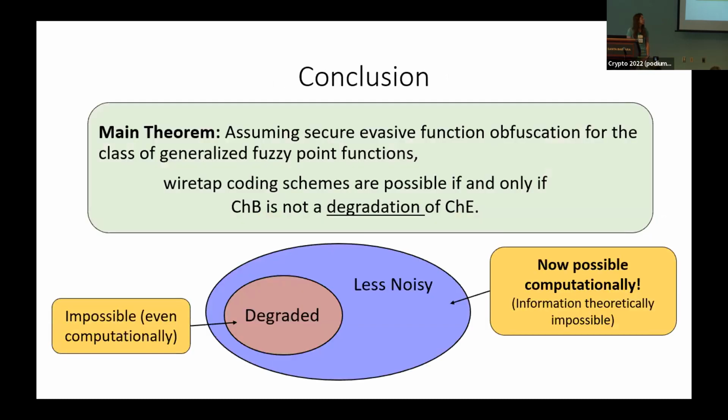Okay, so in conclusion, we show that assuming this form of function obfuscation, wiretap coding schemes are possible if and only if Bob's channel is not a degradation of Eve's channel. So this means that this entire blue region of less noisy that was impossible in the information theoretic setting is now possible in the computational setting, and we have completely characterized the region. And one nice thing is that, given two channels, degradation is very easy to compute. But in fact, less noisy, just like channel capacity, is quite difficult to compute. So it's rather difficult to tell if two channels have an information theoretic solution or not. But computationally, we can easily tell.